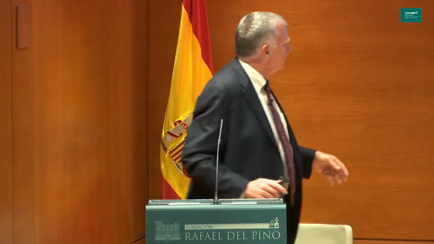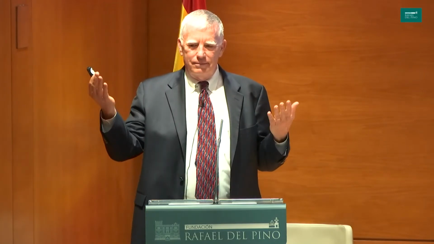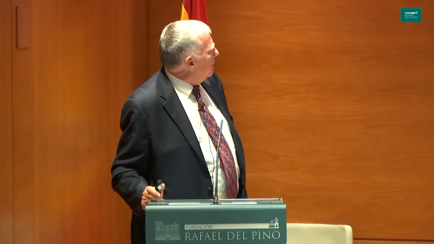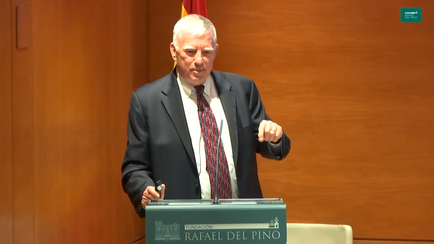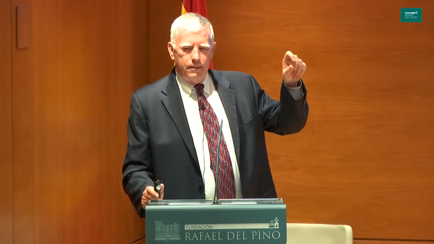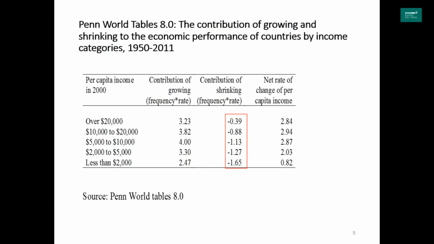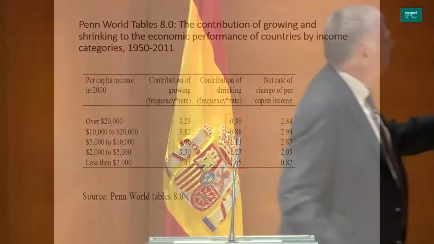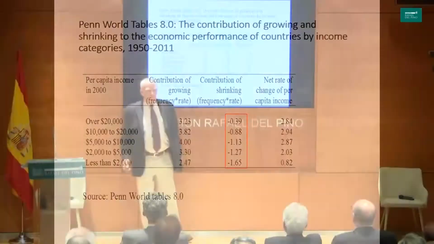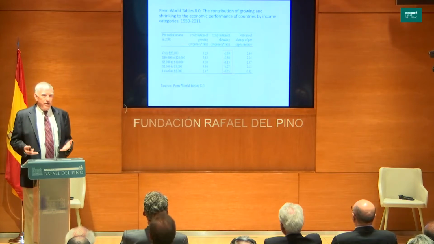You can see that there's no real relationship between the contribution of growth and your level of income. In fact, to a certain extent, the slowest growing group in the table is the poorest people, but the next slowest group is the over 20,000. It's the richest group. So there's just not much relationship there between how rich you are and how much growing contributes to your growth. The key, however, is in the second column. As you get poorer, shrinking contributes more to your lower rate of growth.